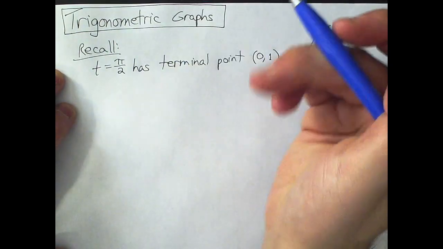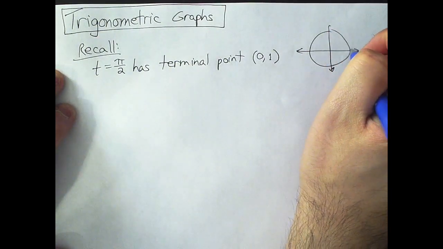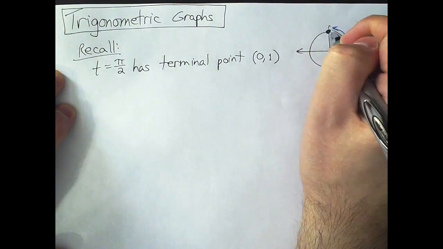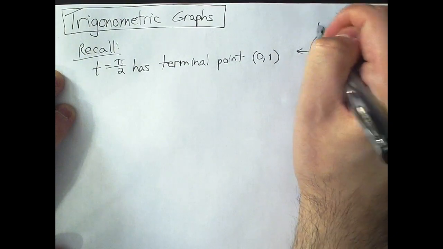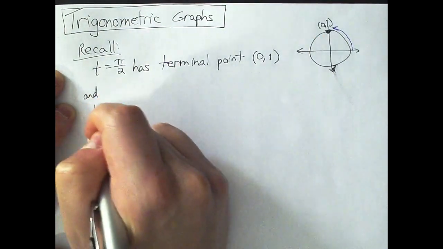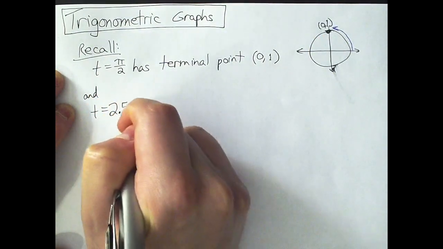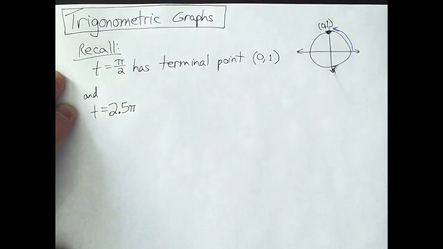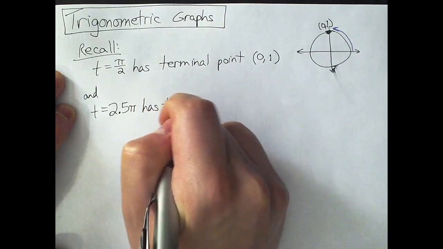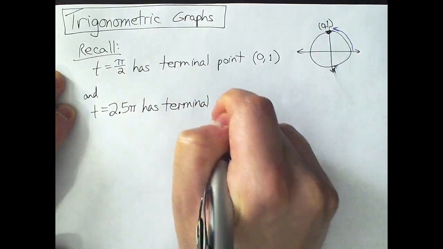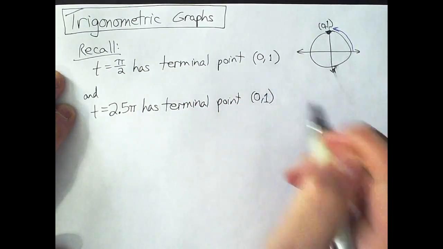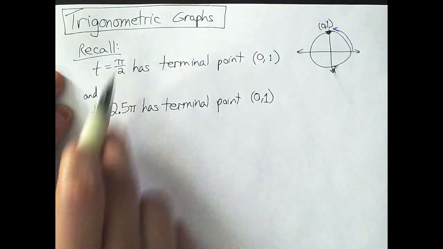That comes from quick scratch work on the unit circle. If we go pi over 2 around the unit circle, starting from the usual spot and going counterclockwise, it takes us up here. The unit circle has a radius of 1, so this is at the point (0, 1). We also said that t equals 2.5 pi, an example we did probably 2 lessons ago, has terminal point (0, 1). Same terminal point, even though these t values are different.